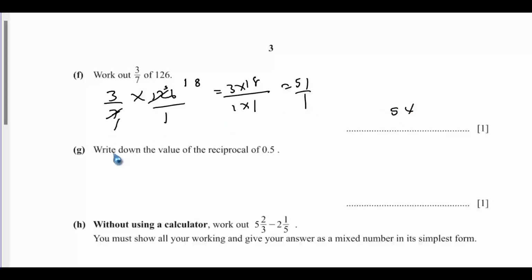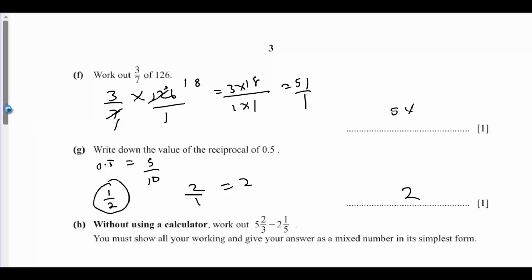So let's go to 1G. Write down the value of the reciprocal of 0.5. So 0.5 is the same thing as 5 over 10, or you could simply write it directly as 1 over 2. Okay, so 0.5 is the same thing as 1 over 2. Now to get the reciprocal, I just have to flip the numerator and the denominator, and that will be 2 out of 1, which is the same as 2.